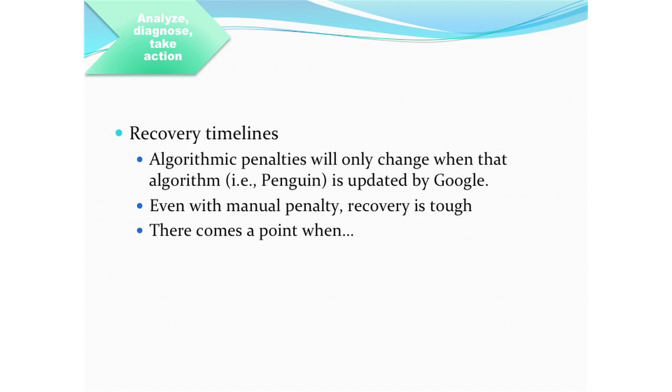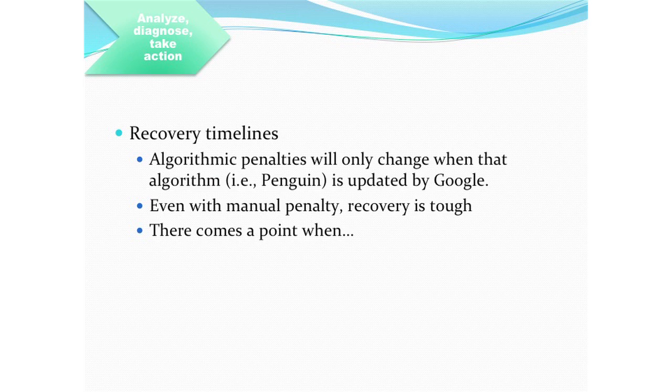So finally, after we've taken action, we want to know how long it is going to take before we start to see results. And again, nobody knows. Algorithmic penalties are only going to change the search results when the algorithm, i.e. Penguin, gets updated by Google, which can be as long as 6 months. And in fact, right now, as of July 2014, there hasn't been a Penguin update since October of 2013. And even with a manual penalty, remember, a manual penalty allows you to have visibility into when a penalty gets lifted and what you need to do to lift it. Recovery can be tough. We saw it from that initial slide on the Penguin analytics.